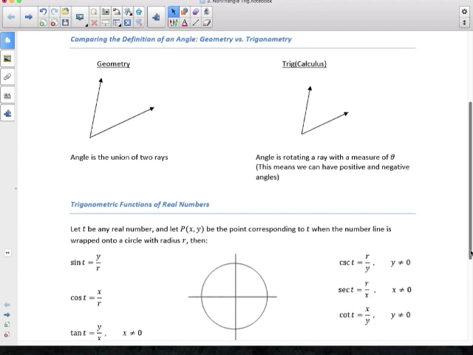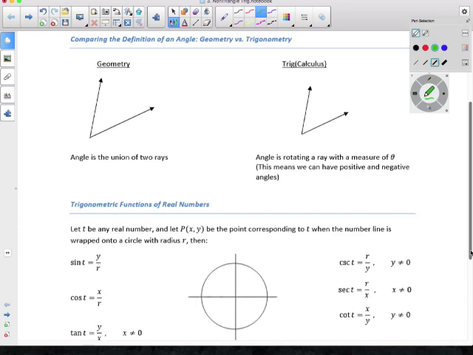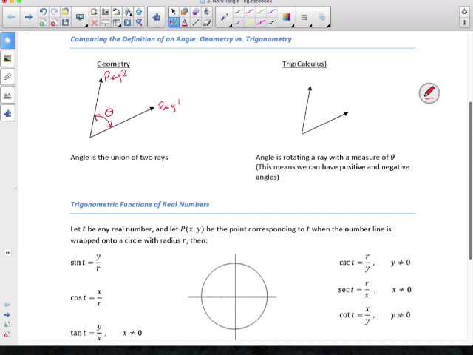We'll start off with the basic definitions of an angle in terms of geometry and what we would call a trig, or a calculus-based angle. So in geometry you had two separate rays that together formed an angle in between. So this was one ray, so we'll call it ray 1, and this was another one, ray 2. And they had just this common vertex where they both started from.